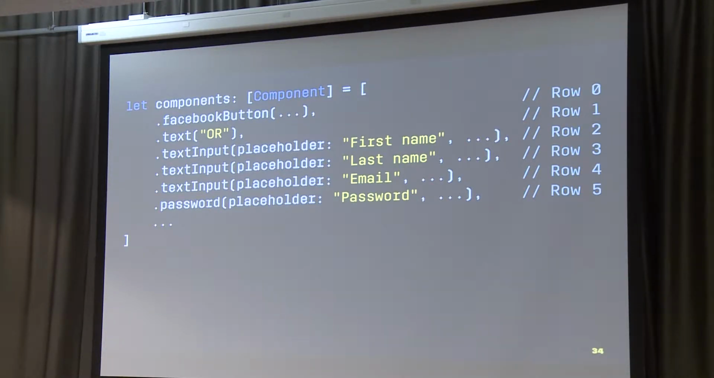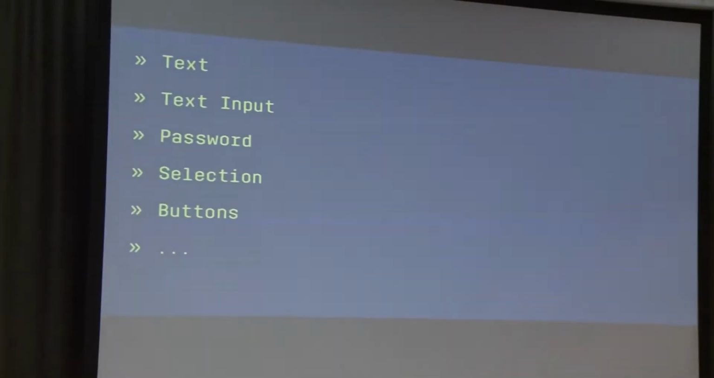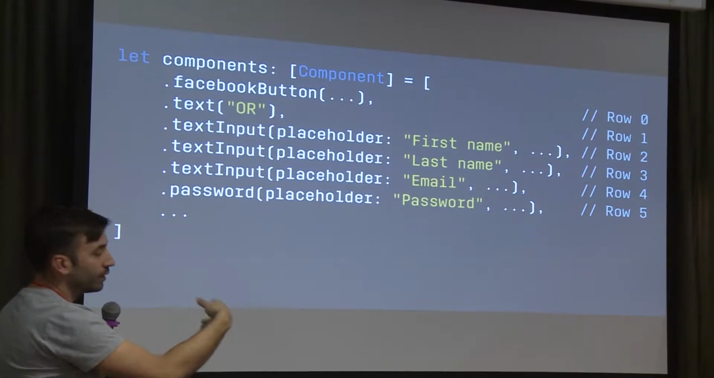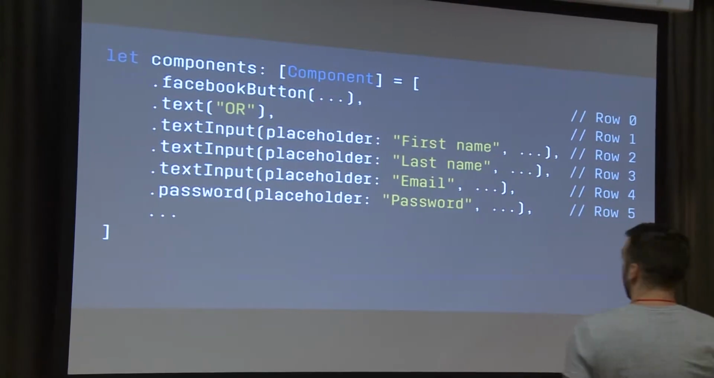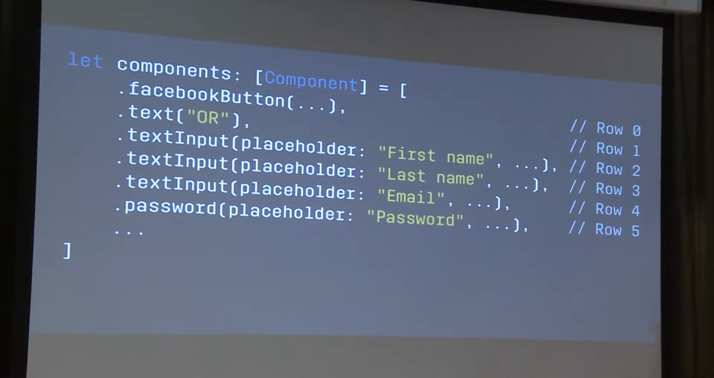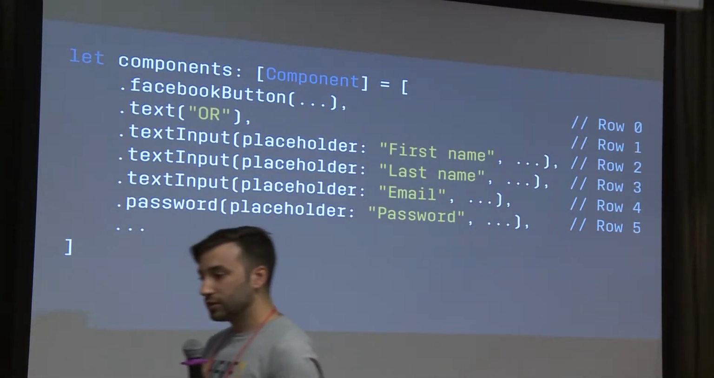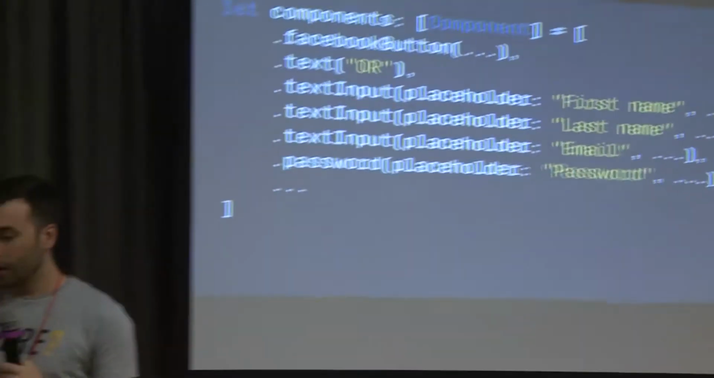So we can represent this, and then we can define our screen like this. We define an array of components, okay? And we declare the Facebook button, which is essentially the first element. Then we declare the text for or, text input for first name, text input for last name, and so on. And look at this. By using an array, we already have the row number for each component. So we don't really care which index is email, because the array provides that for us. We are abstracted from that.